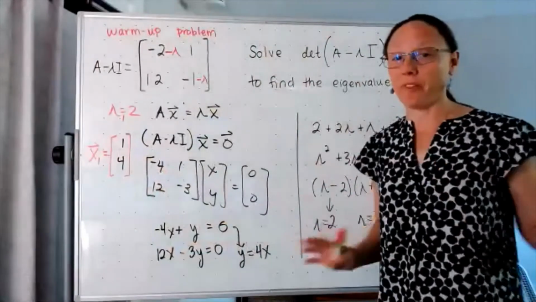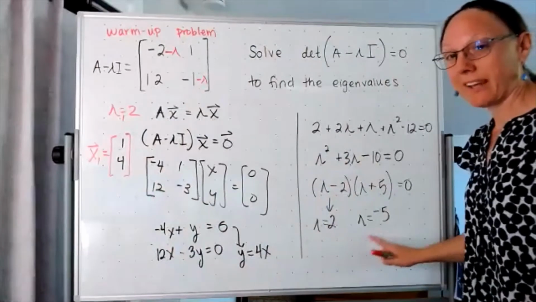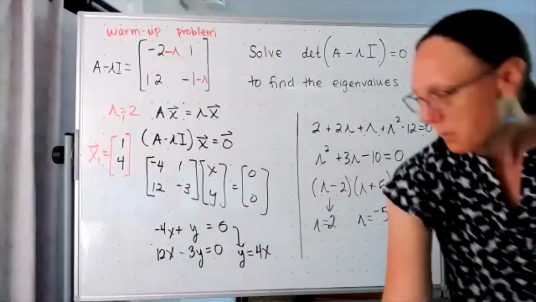Now I get to do the whole thing over again. Well, not the whole thing. This whole thing over again, but plugging in a lambda of -5.